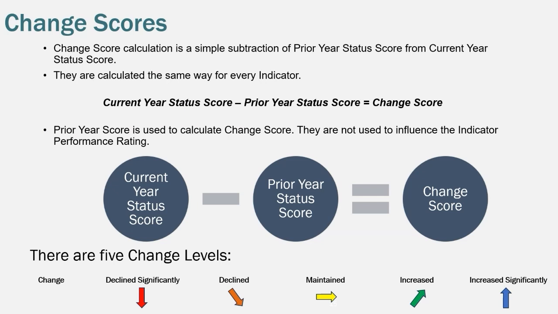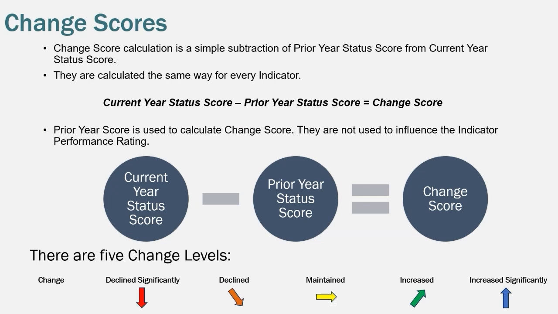Now, once we have our change score, it's important to classify it. We categorize these scores into 5 distinct change levels: declined significantly, declined, maintained, increased, and finally increased significantly. These levels produce a clearer, more intuitive understanding of a student or group's trajectory from the previous year. So, to give a quick formulaic representation, current year status score minus prior year status score equals our change score.